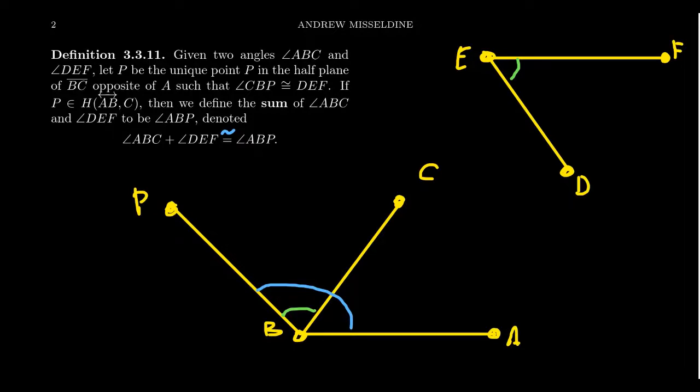Angle measure will be able to take care of that in the future, but if you don't have any angle measures, like in a generic congruence geometry, we can still add them together and we get this nice arithmetic on angles, just like we did with sums of segments.